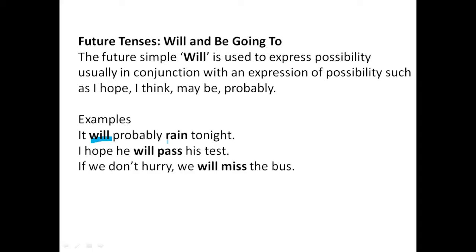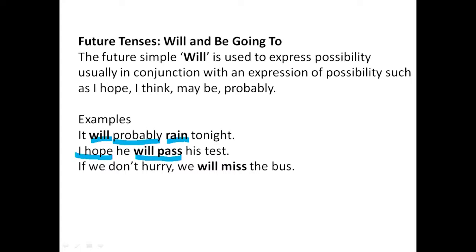So the first example I have here would be, it will probably rain tonight. Will helping the main verb rain. So it is possibility. It may rain or it may not rain. So, I hope he will pass his test. Probably in the first one, and of course, I hope, are indications, words that are prompting us to use the will. Possibility: it may happen or it may not.